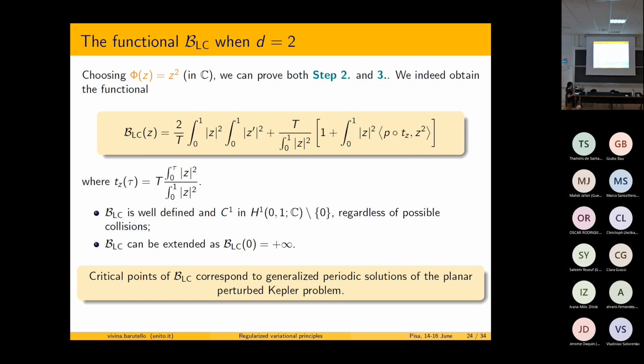And what we can finally prove is that any critical point of this functional, where it is defined, that is, not zero, okay, any critical point of this functional is a generalized solution for the Kepler problem. So now, if you can apply variational methods to this functional, you will find good solutions, let's say natural solutions. Okay. The proof of this fact is not trivial.